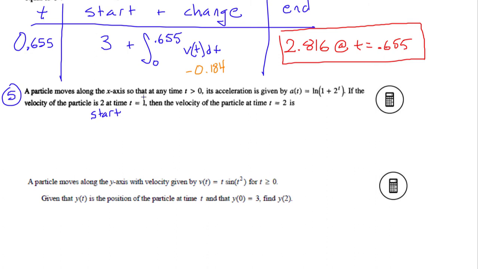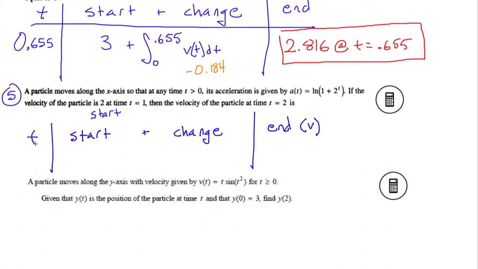Oh, by the way, time starts at 1 now. So start time is 1, start position is 2, or start velocity is 2. And we're going to go from t is equal to 1 to t is equal to 2. So we know our integral. I'm kind of skipping ahead here. What t are we looking at? What is our start? What is our change? And then we'll get the end velocity in this case.